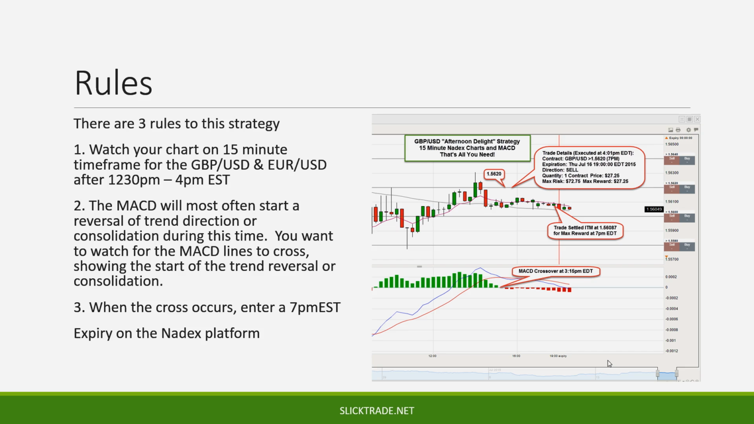When the cross occurs, enter a 7 p.m. Eastern expiry on the Nadex platform.